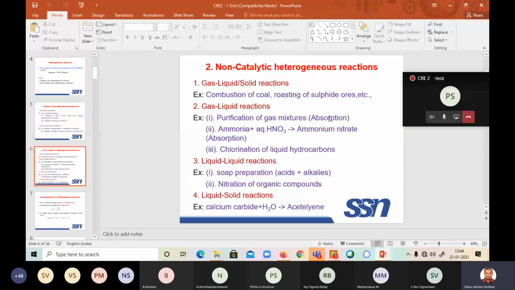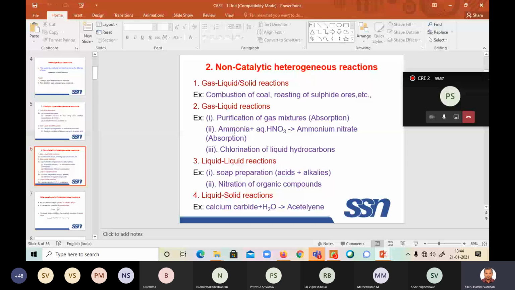Therefore, that is why you get those enhancement factors, especially for gas liquid reactions. The rate will get increased, whereas in the other types, the rate gets decreased because of the mass transfer resistance. Since the absorption is happening inside the liquid, which is taking part in the reaction, therefore the reaction gets enhanced. That is why you get enhancement factor, especially in gas liquid reactions.